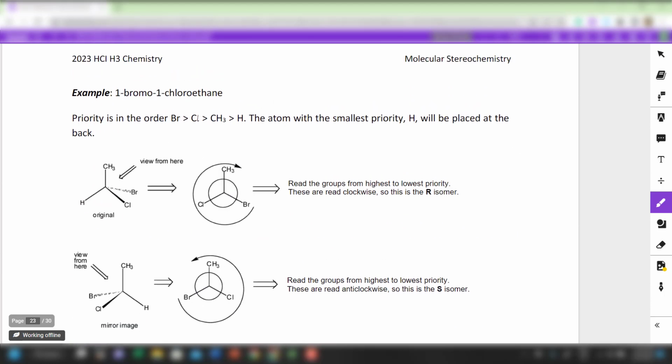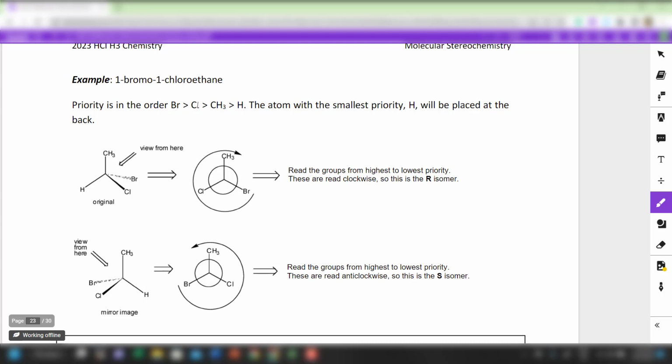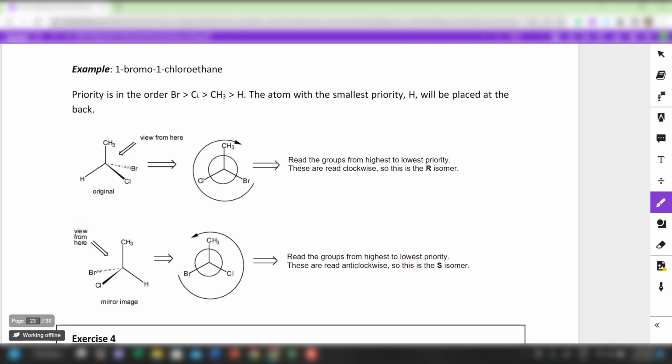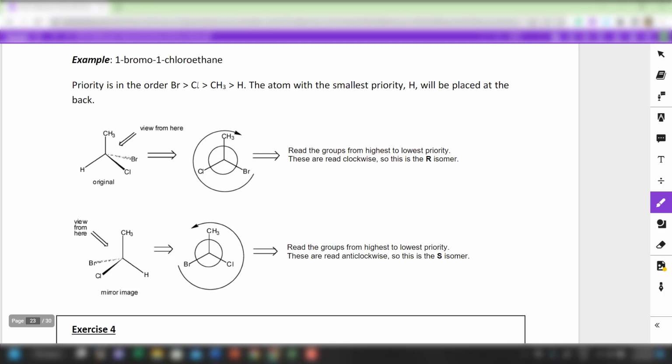So for example, let's deal with this 1-bromo-1-chloroethane. In this particular molecule, this is the chiral center, this is the carbon. Now we're going to assign the priority. So we are looking at bromine, chlorine, carbon, and hydrogen. In terms of atomic number, of course, bromine has the highest priority. This is followed by chlorine, followed by carbon, and then of course hydrogen.